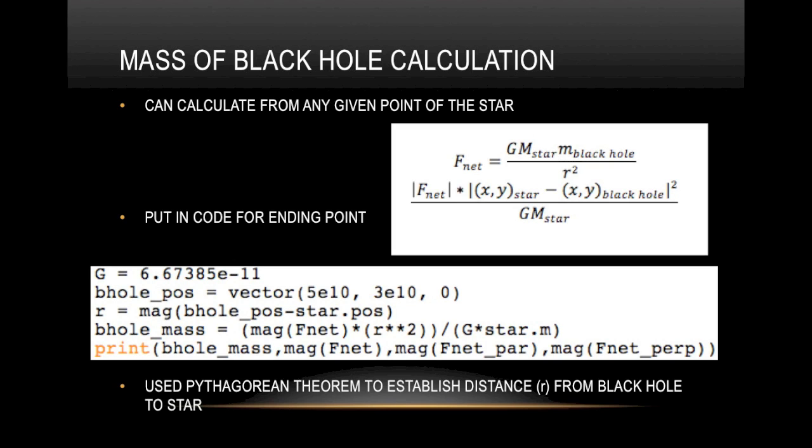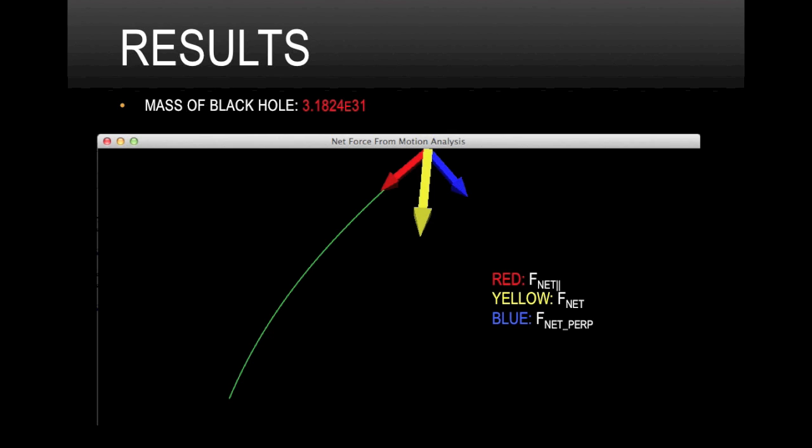And then the mass, when we rearranged our equation, gave us the magnitude of the net force, which was calculated at the end of the Python code, times radius squared divided by G times the mass of the star. And so that's how we calculated it, and the actual result of that was 3.1824 times 10 to the 34th kilograms. This is what the module looked like when you ran it. There really wasn't any point in showing you it moving, because you know how it's going to move. And then those are the arrows, with the red arrow being the parallel force, the yellow being the net force as a whole, and blue being the perpendicular force.